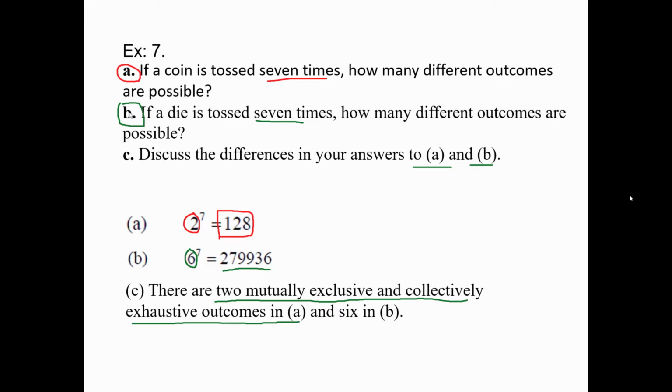Whereas for the die, it is the same, but the mutually exclusive and collectively exhaustive events are 6 for throwing a die. Is that clear, guys? Any question?